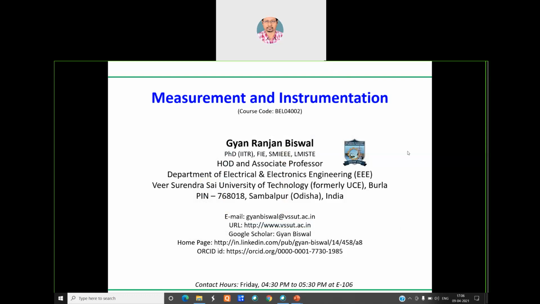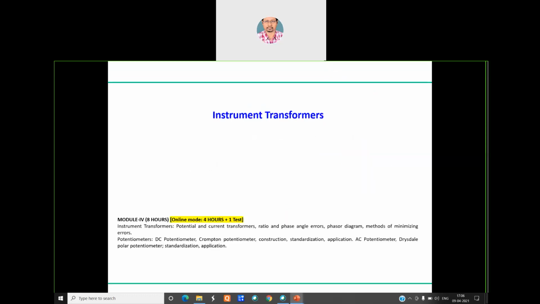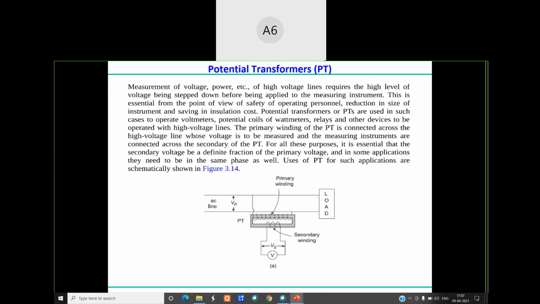And in the last lecture, we discussed the current transformer under the head of instrument transformers. So we discussed how the instrument transformers are different from your conventional transformer, or in other words, the power transformers.